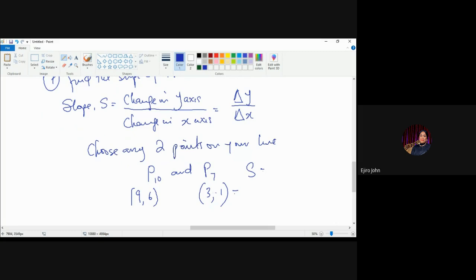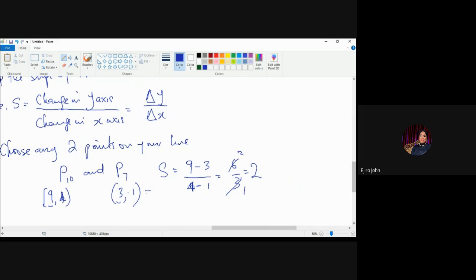So that means our S was what? We took 9 minus 3. Change means the difference, right? The difference between 9 and 3. While the change in the x-axis was 4 minus 1, giving us 6 over 3. Canceling out, we ended up having 2. So that is how to find the slope.